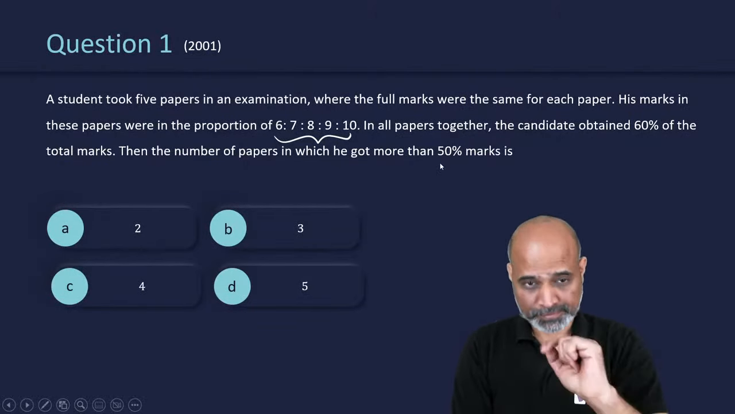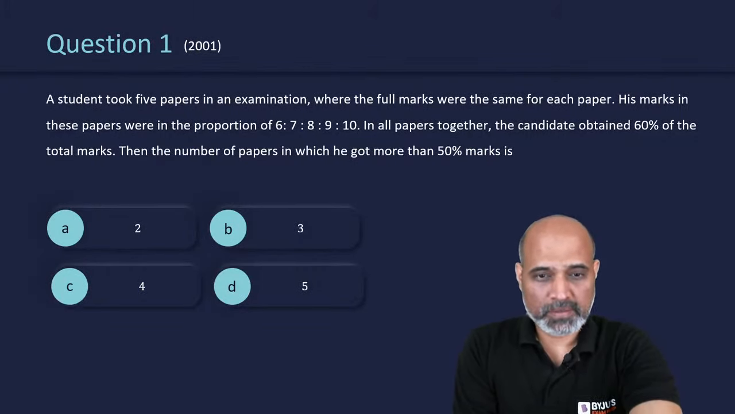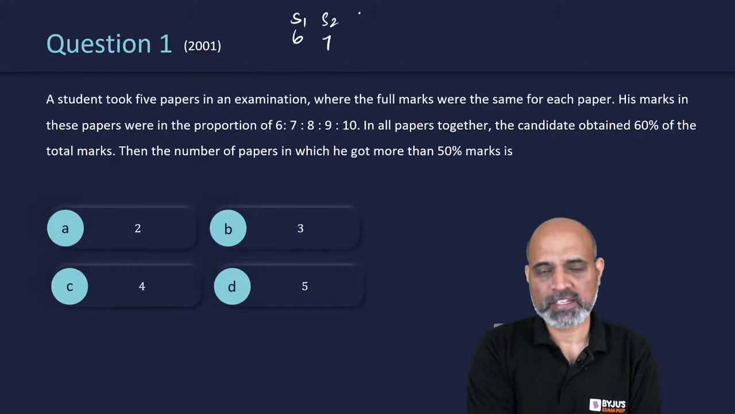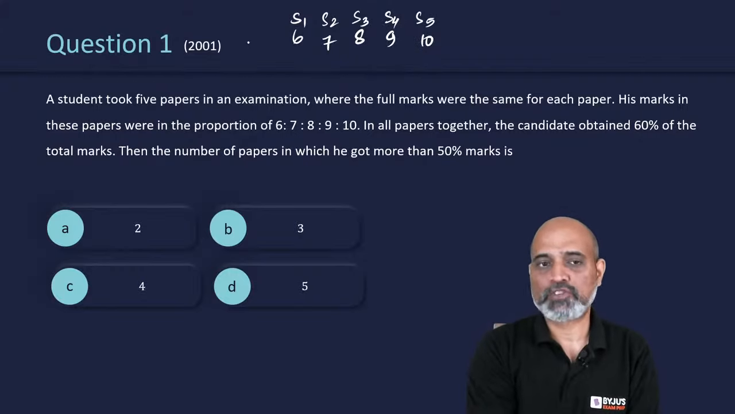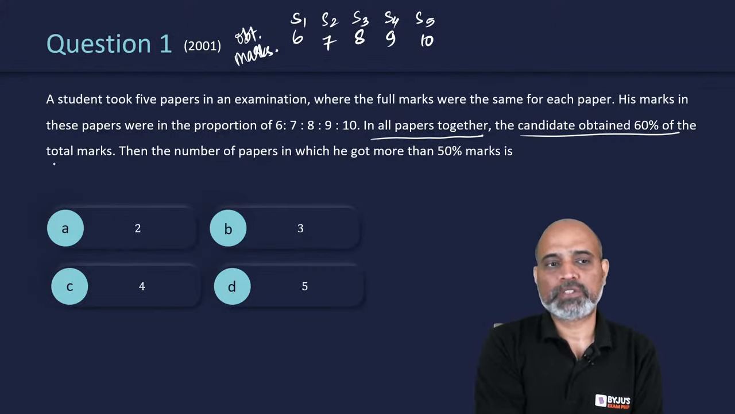Okay. So here it goes. In one subject, I have got 6 marks. In the second subject, I have got 7. In the third subject, I have got 8. In the fourth subject, I have got 9. And in the fifth subject, I have got 10 marks. So these are the marks that I have obtained. In all papers together, the candidate obtained 60% of total marks.